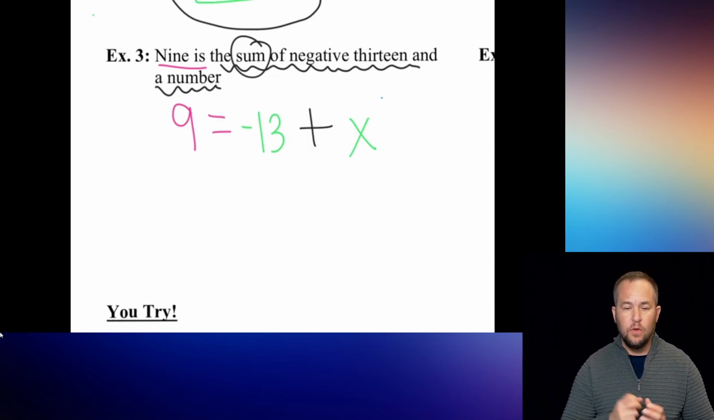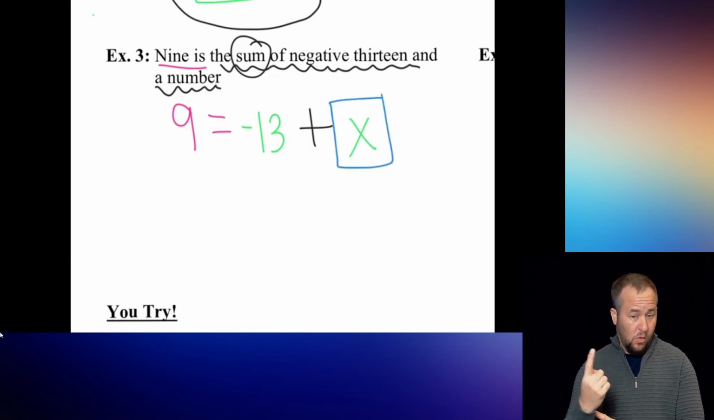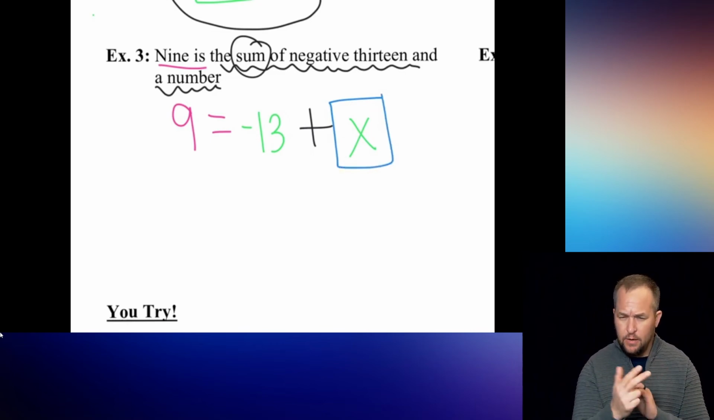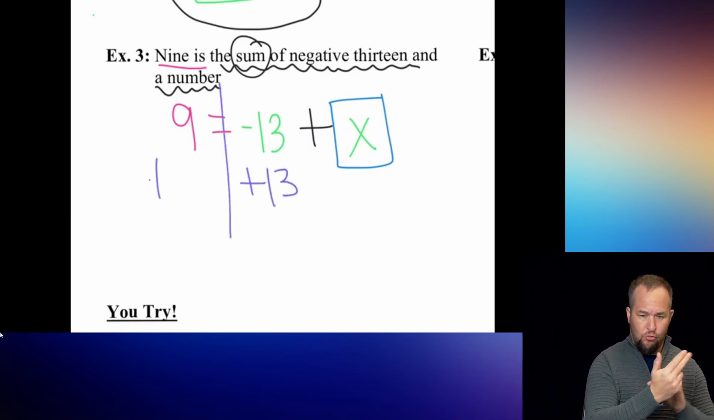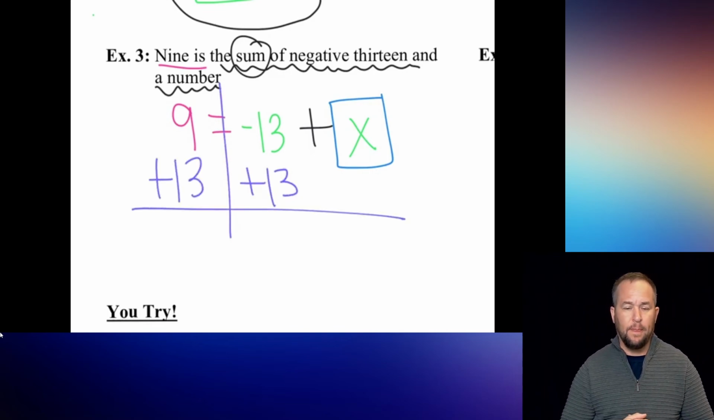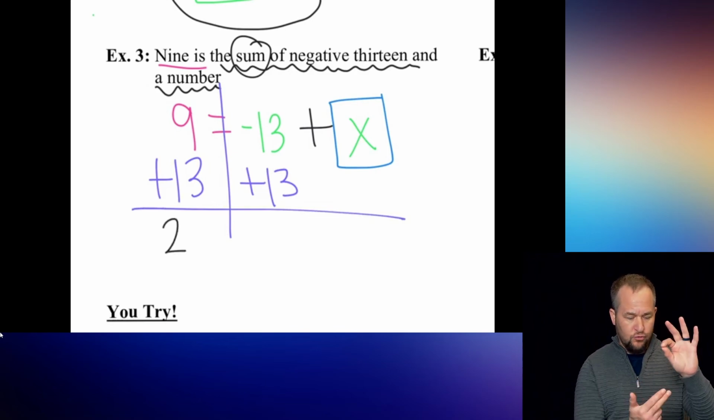And then I want to get this x all by itself. So it's a positive x. So I'm going to do the opposite of whatever that other term is. So negative 13, the opposite of a negative or a minus 13 is a positive or a plus 13. So I'm going to add 13 to both sides of my equation. So then I end up with 9 plus 13. I get a positive 22.